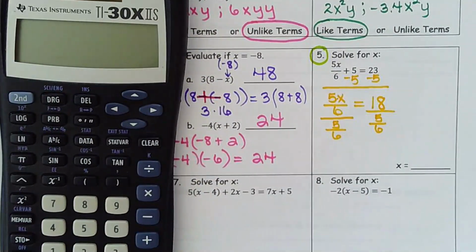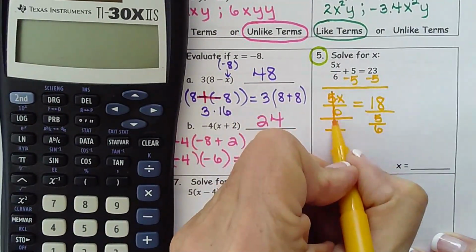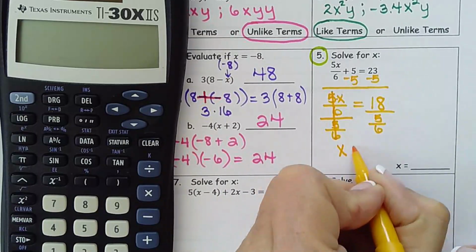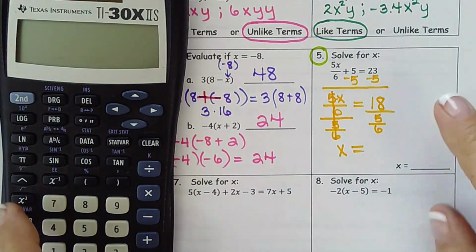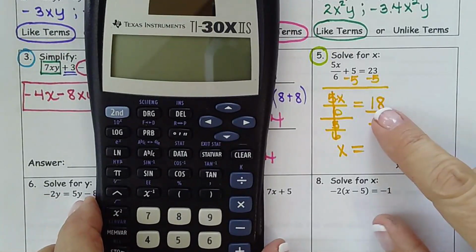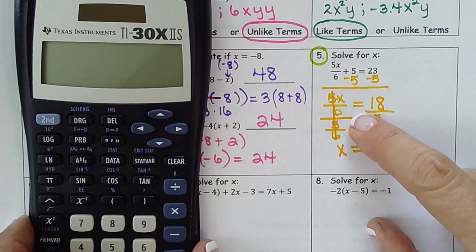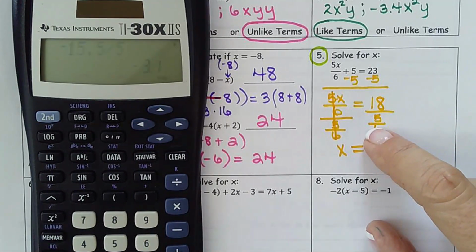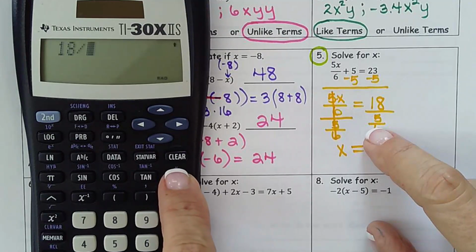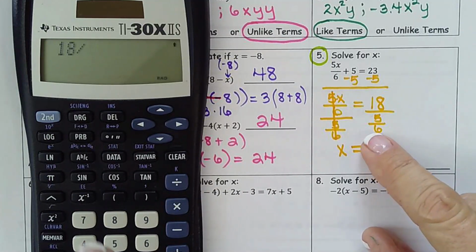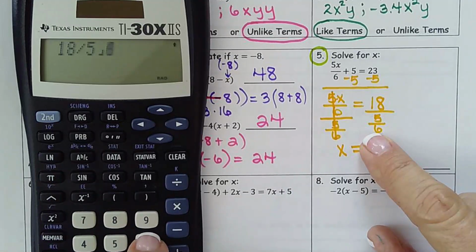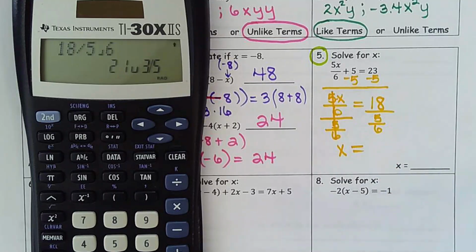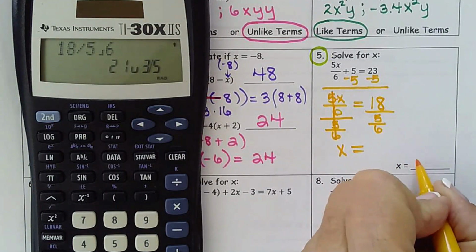So 5/6 divided by 5/6, gone. So we get x equals, and then to type this in, remember from the previous problems, this is the division sign, this is a fraction bar. So 18 division sign, 5 fraction bar 6. And that leaves us with 21 3/5.